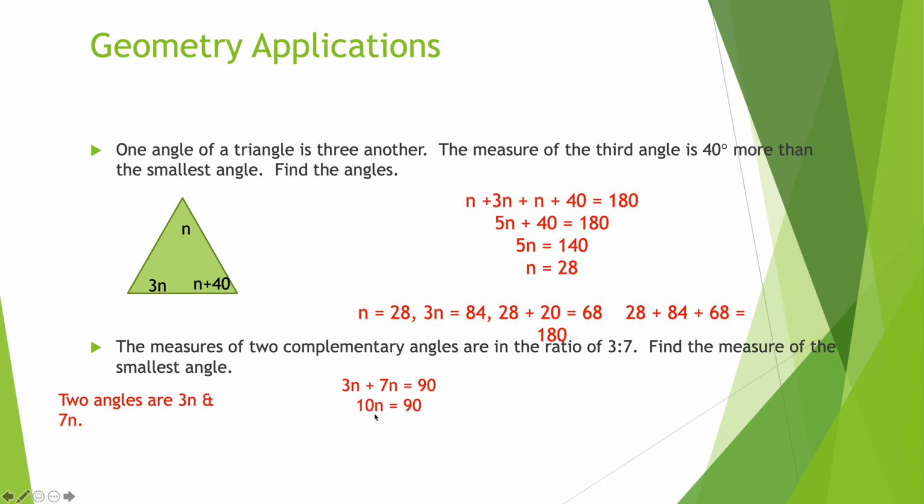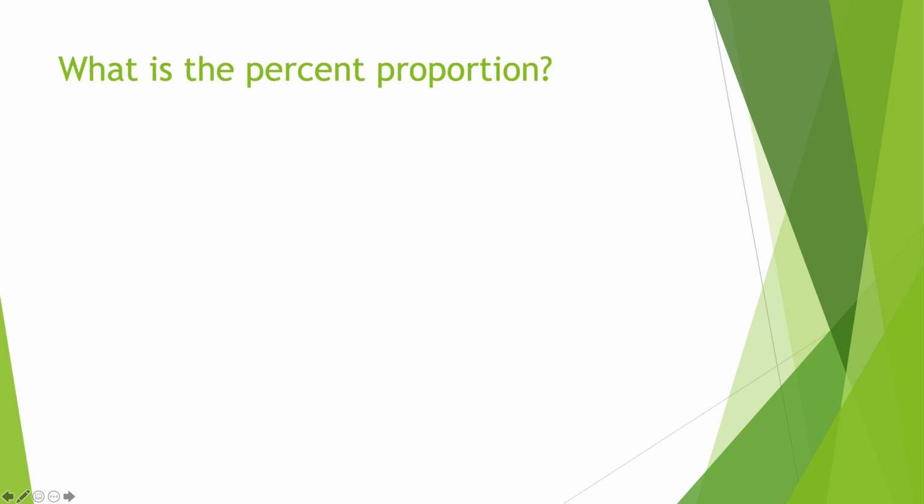3N and 7N are 10N, dividing by 10, N is 9. And 3 times 9 is 27. 7 times 9 is 63. In this case, it wanted the smallest angle, and that is 27. Okay, so we've given you some applications, a way to apply those problem-solving skills, and we gave you a little bit of a new twist today: when you see this word ratio, you put the N in there. Those are usually the really easy ones because there's about half the work to do.